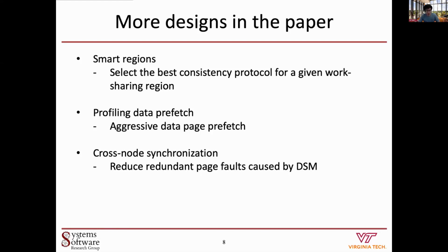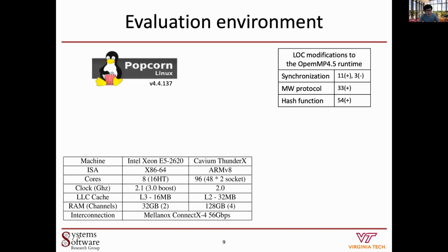We modified the Popcorn Linux project OpenMP runtime to integrate our proposed primitives. Popcorn's OpenMP runtime provides the ability to migrate threads executing in a parallel region between nodes to take advantage of remote computing resources. Our modifications to the runtime only added 98 and removed 3 lines of code. This shows the applicability of our design.